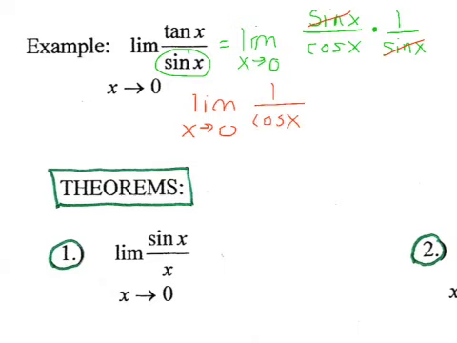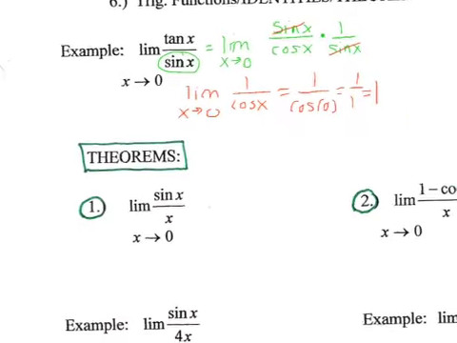And the good news about this is that if we take the cosine of 0, we get 1. So we can take 0 and plug it in at this point. So the cosine of 0 is 1, so 1 over 1 would give the answer of 1.